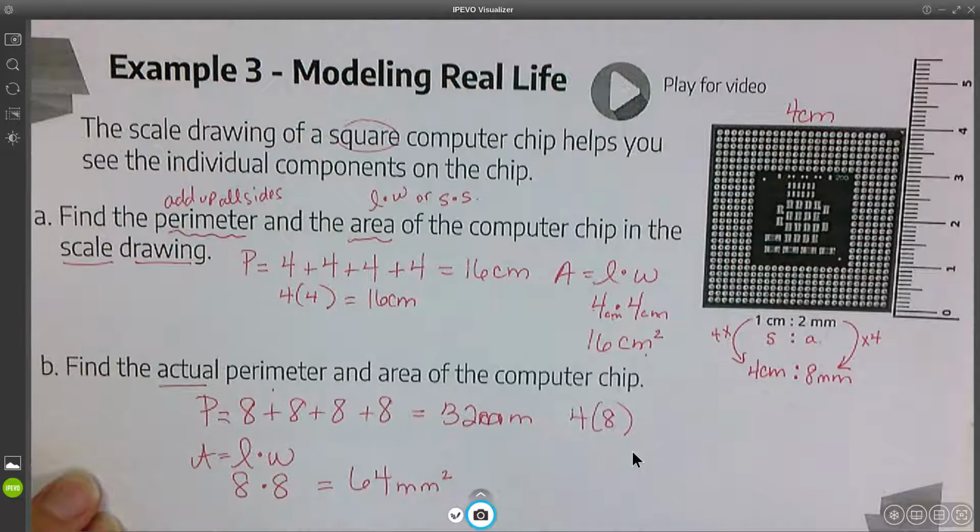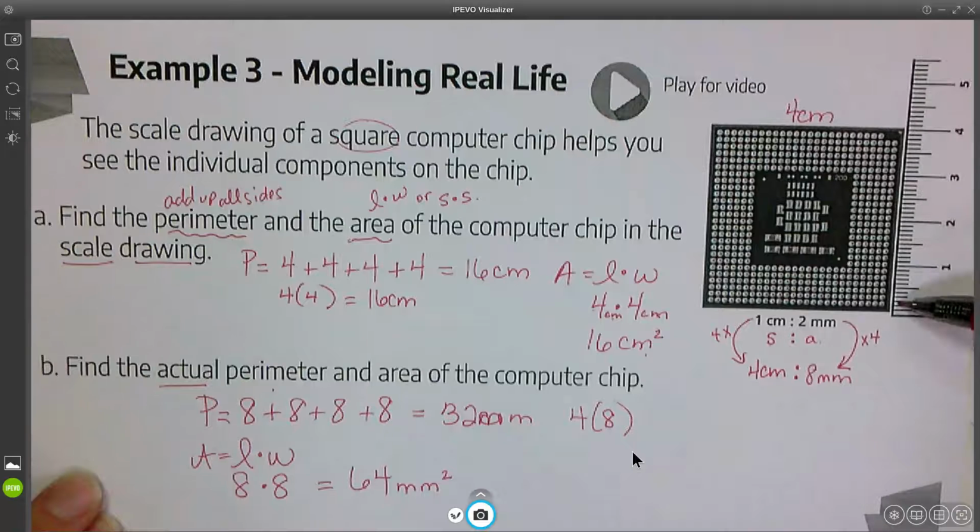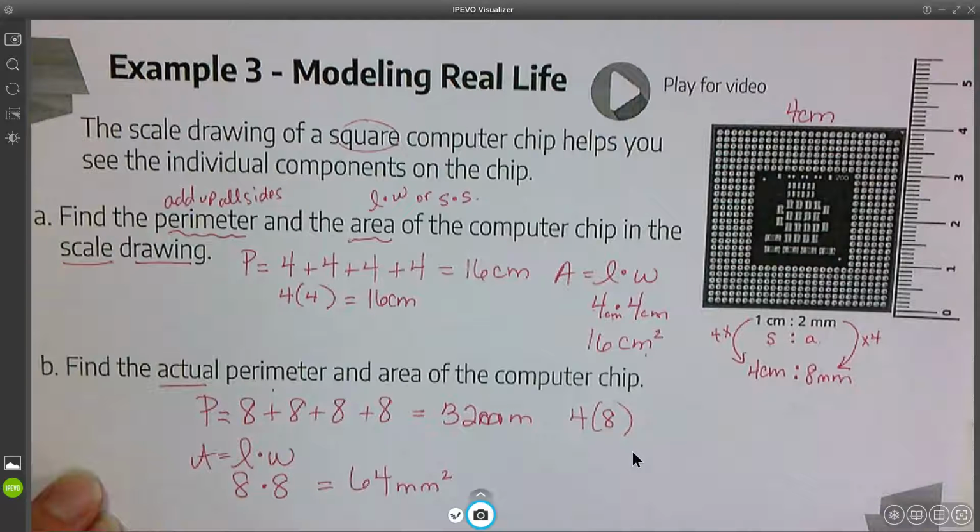So our perimeter is 32 millimeters around because this 4 centimeters is actually, when I calculated, it's 8 millimeters in the actual, when I multiply them both by 4. And then I use that 8 to find the area.